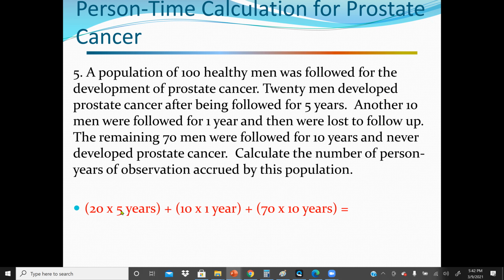So we have 20 times 5, because 20 men developed prostate cancer after being followed for 5 years. So the person time is 20 times 5, plus 10 times 1 year, because another 10 men were followed for 1 year and were lost to follow up. Then the remaining 70 were followed for 10 years, so 70 times 10. This gives us 810 person-years. Here we are calculating the number of person-years of observation accrued by this population.